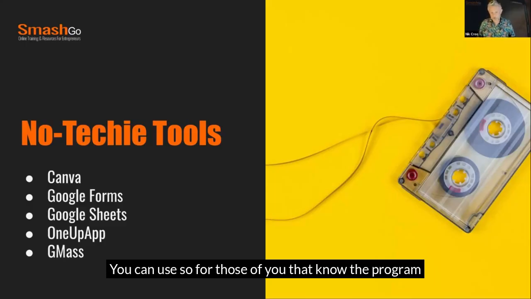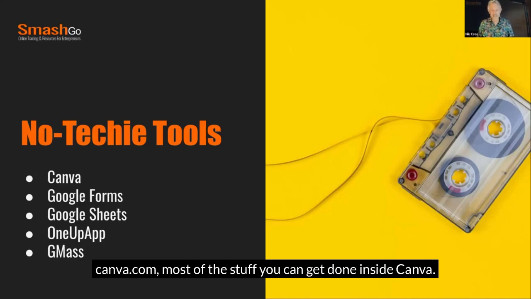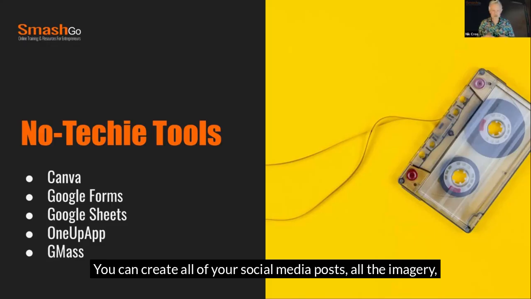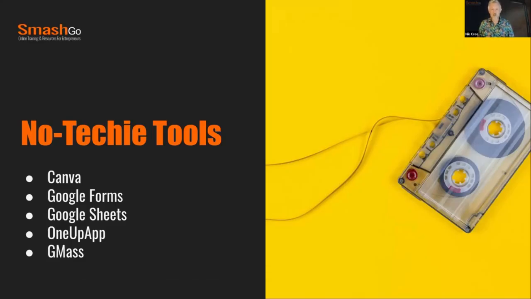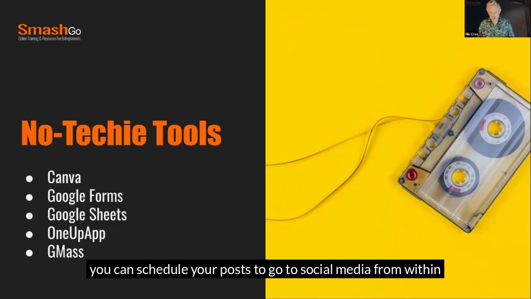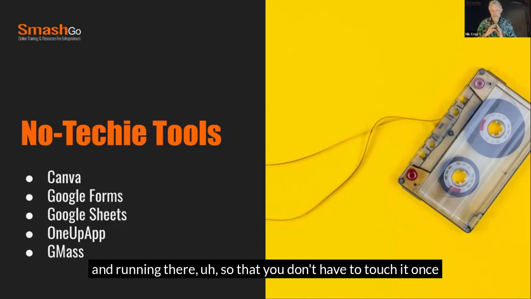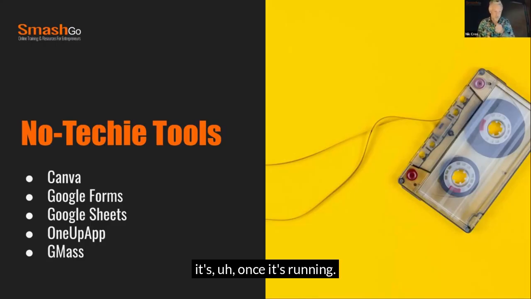You can use, so for those of you that know the program canva.com, most of the stuff you can get done inside Canva. And in fact, if you use Canva and Google Forms, that will do pretty much 95% of all this for you. You can create your landing page, you can create your lead magnet, you can create all of your social media posts, all the imagery you need. You can connect it to a Google form, and you can schedule your posts to go to social media from within Canva, and have that whole system up and running there, so that you don't have to touch it once it's running.